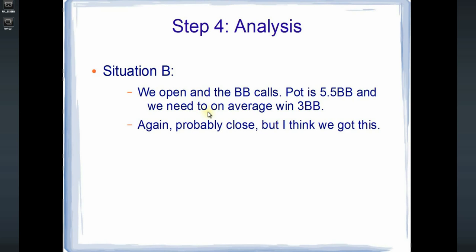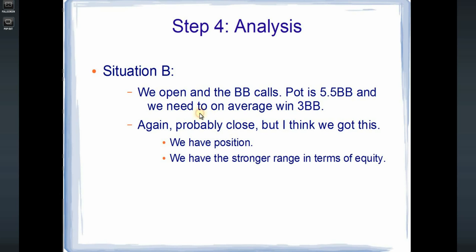So do we think we have that average? Do you think we on average have an EV of 3 big blinds post flop when the big blind calls? Again, it's probably close, but I think we got this despite the fact that the pot's smaller here. We have position, we have the stronger range in terms of equity, and we have a better distribution of equity. So we have all 3 of the things that I really look for in my range: we've got position, we have more equity, and we have a better distribution of equity.